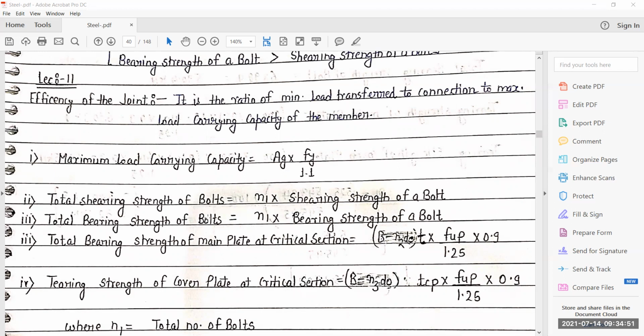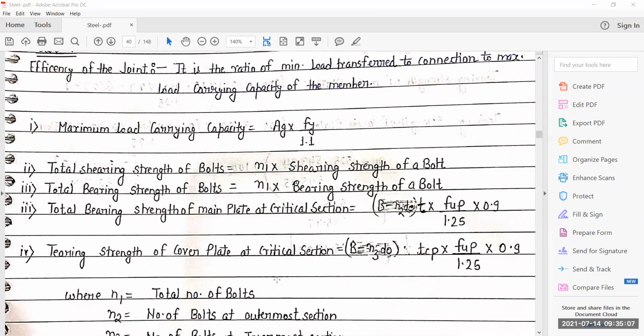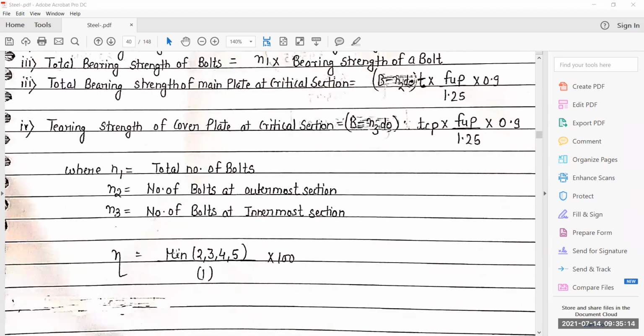The total bearing strength of bolts is equal to N1 into the bearing strength of the bolt. And the total bearing strength of the main plate at the critical section is T into Fu over 1.25 into 0.9. And the tearing strength of the top plate at the critical section is T into Fu over 1.25 into 0.9. Where N1 equals the total number of bolts, N2 equals the total number of bolts at the outermost section, and N3 is the number of bolts at the innermost section.